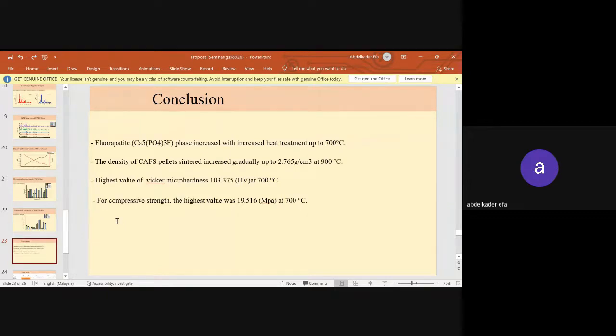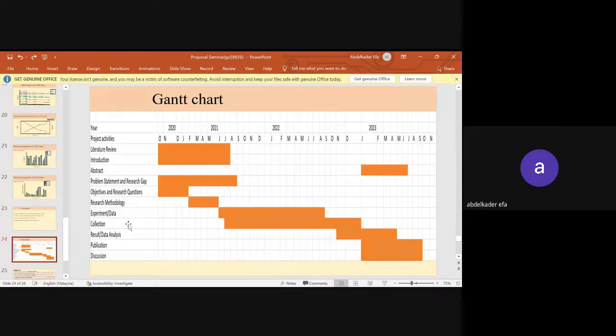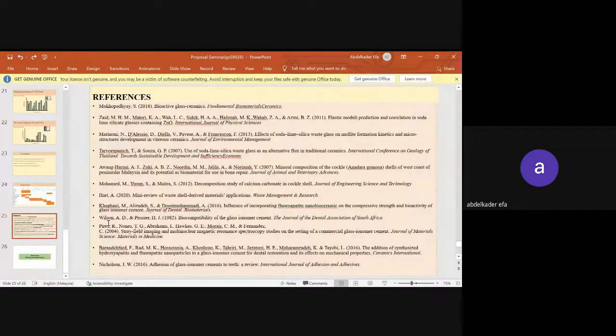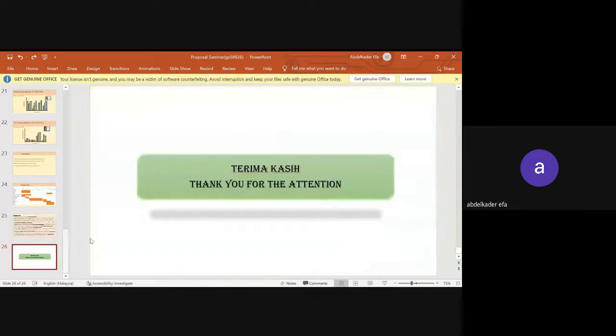So the conclusion: fluoroapatite increases with the increase of heat treatment. Also, the density will increase with the heat treatment. The highest value for Vickers hardness and compressive strength was at 700 degrees Celsius. This is my Gantt chart, and this is my references, and thank you for listening this far.